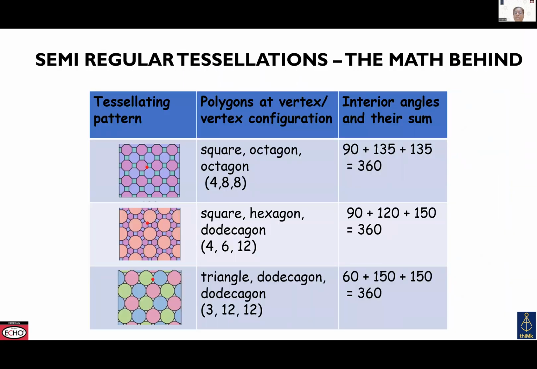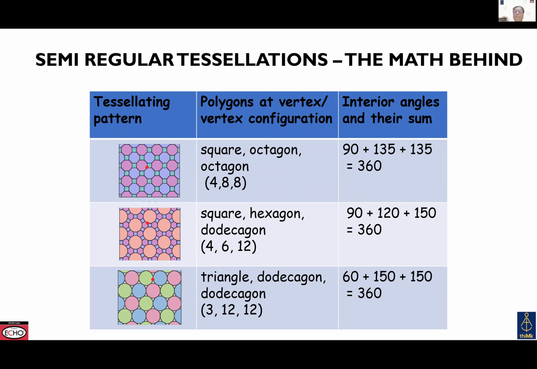And the first one, right? Again, just look at the red dot where I have put. You can see that at every vertex, at that red dot, we have a square, an octagon, and another octagon meeting in the first tessellating pattern. The way that we write this is 4, 8, 8. A square means 4 sides, octagon is 8 and 8. So this is how we define the tessellation in this format. And of course, the interior angles all add up to 360.